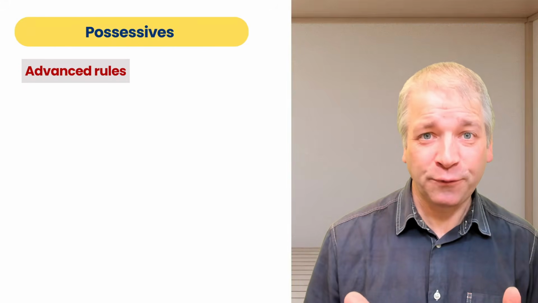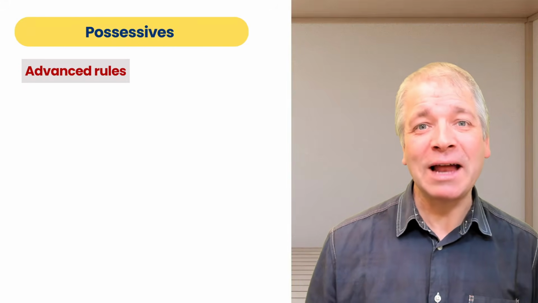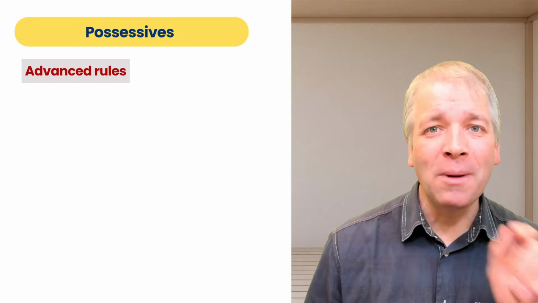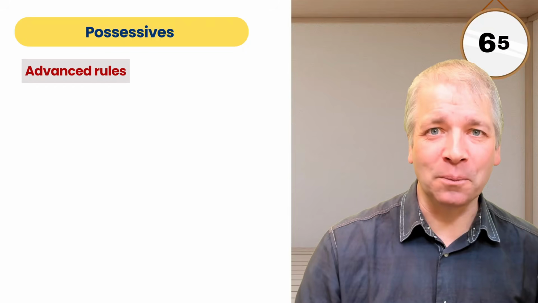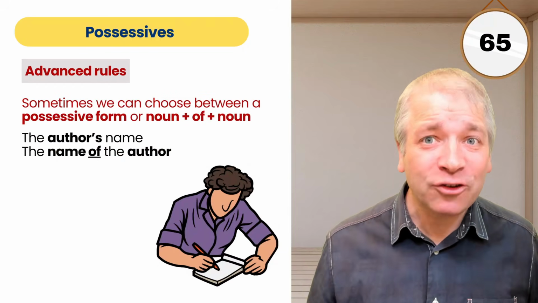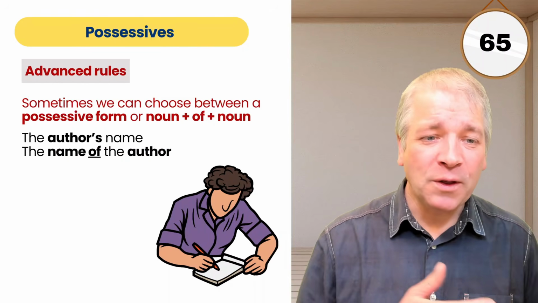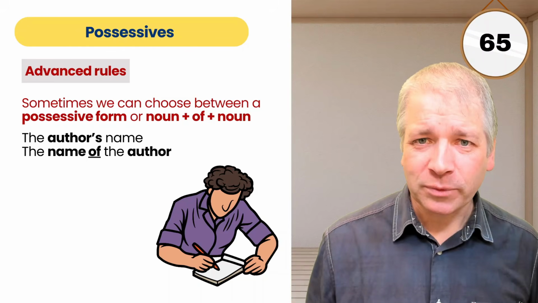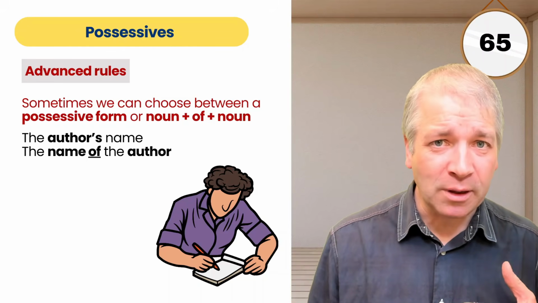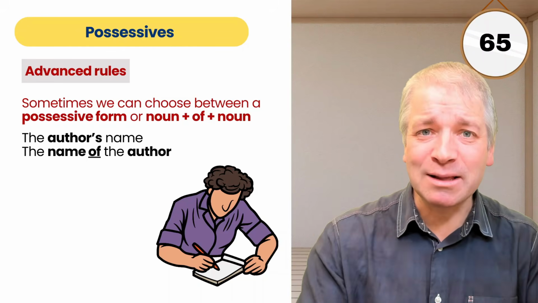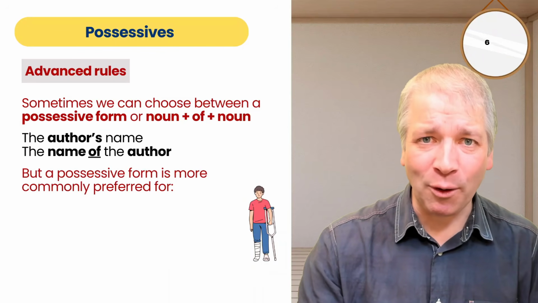For the next set of advanced rules, let's return to that difference between the possessive form and the noun of noun form. Sometimes we can choose between them. For example, the author's name or the name of the author. Now, both could be used, but there are some tendencies in English to be aware of.